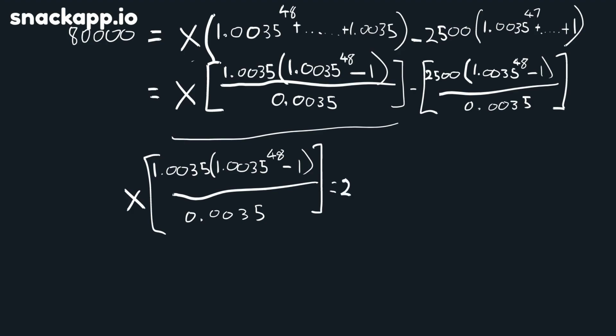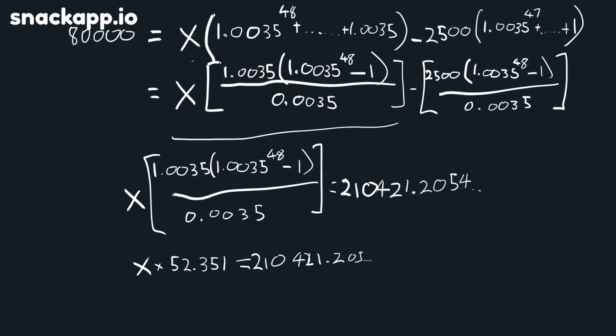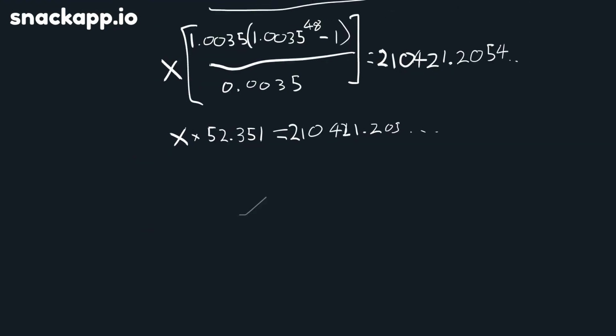So all of that should be equal to, if I put it in my calculator correctly, okay. So now we can put this in our calculator too. So we get X times 52.351 is equal to 210421.205, and so on. So therefore, the monthly contribution we need to make, X, has to be, this is a monetary value, so we're going to put the symbol in there, $4,019.42, so that we end up at the end of 4 years with $80,000 in our bank account.